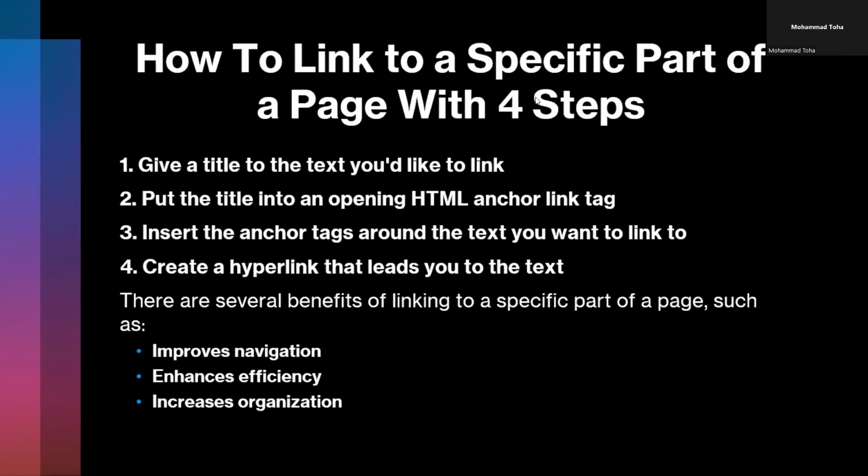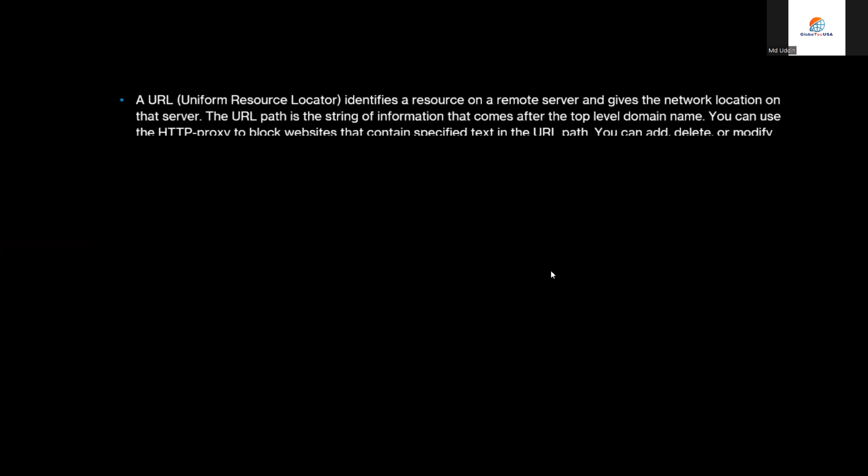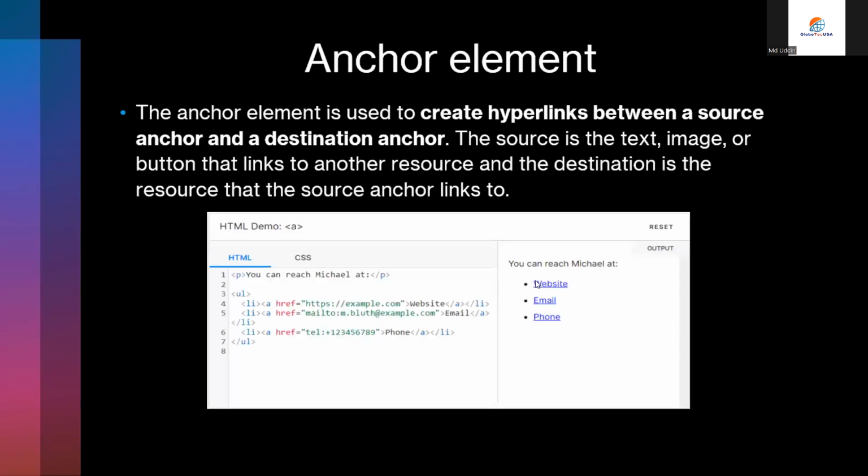How do you link a specific part of the page? You can link to a specific part of the page. If you want to link anything in your document to any part of your page, you can do it by giving a title to the text you would like to link. You put the title in an opening HTML anchor tag, then insert the anchor tag around the text you want to link, and then create a hyperlink that leads to that text, like the one we see here. Yeah, that's the way you link it.